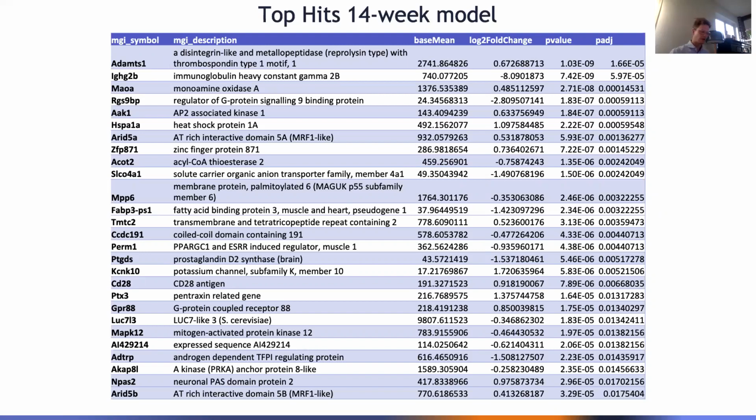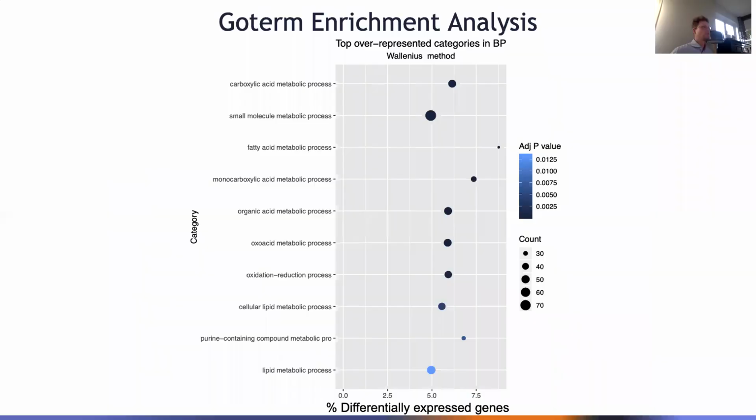But what we've actually done to start with is do some GoTerm enrichment analysis to see which pathways are now affected. So we did enrichment analysis with the 200 genes that were significantly differentially expressed. And we looked at the biological processes that are influenced by rivaroxaban treatment. So what you see here on the left are all these GO terms, for example, carboxylic acid metabolic processes, etc., and on the bottom, lipid metabolic processes.